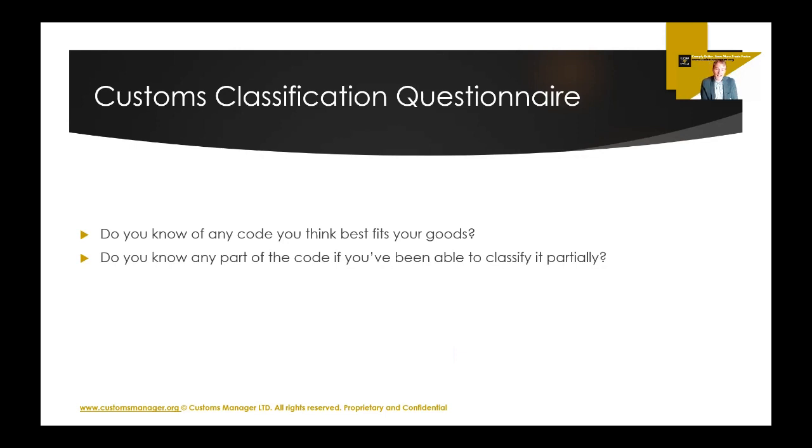Well, why not? Or you might be partly there. So you will have gotten a 6-digit code, but you haven't got a 10-digit code yet. And you need a 10-digit. So write it down right now. And then this is a clue. This is an idea. It doesn't become the right answer just because one person said it. It's the combination of all of these things together that will get you to the right answer. So do you know of any code that you think fits your goods best? Do you know of any part of the codes if you've been able to classify it partially? With these questions fully answered and spelled out, you now proceed to the tariff.